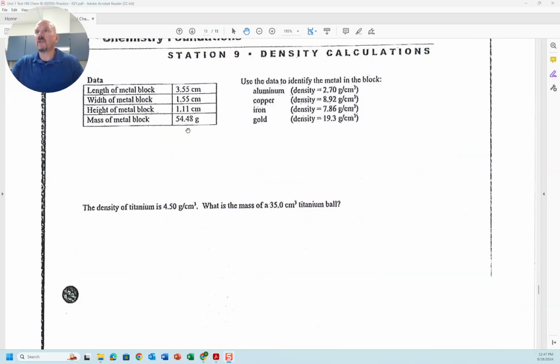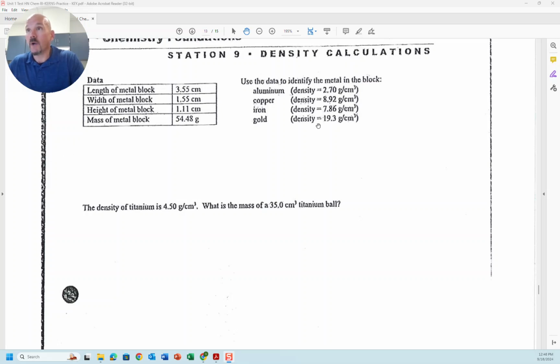Okay, so for the last practice problem here, they give us information, and we're going to use the data collected in the lab to identify the metal by determining the metal's density. All right. So density is mass divided by volume.